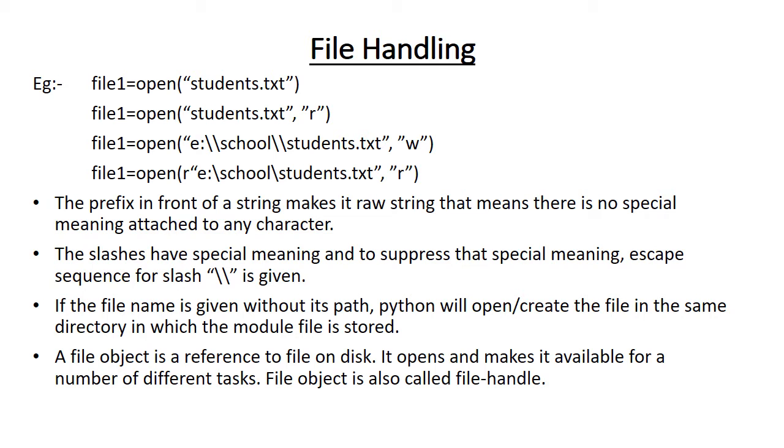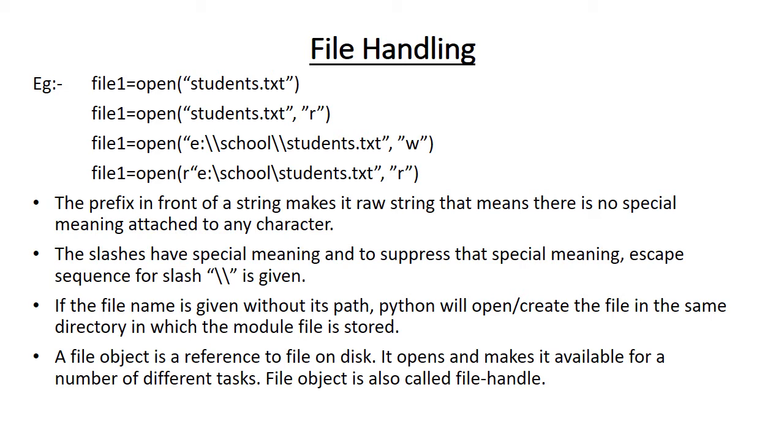The exact address is explained in the very first point. The r prefix in front of a string makes it a raw string. That means there is no special meaning attached to any character. In the case of the third example, you can see two backslashes instead of just one slash. Normally it is just one slash when you define an address. The slashes have special meaning, and to suppress that special meaning, an escape sequence of slash is given.